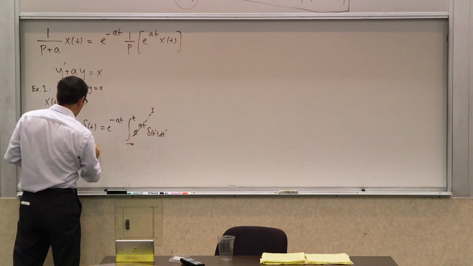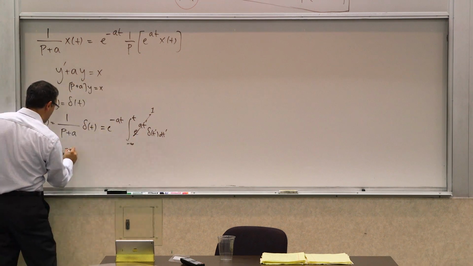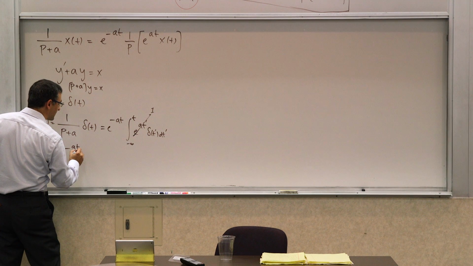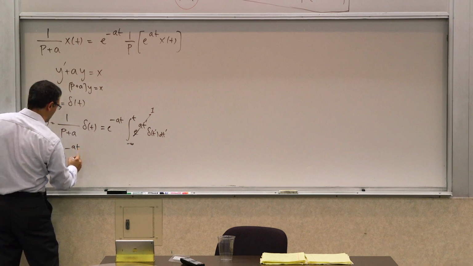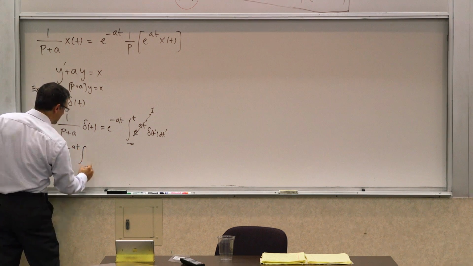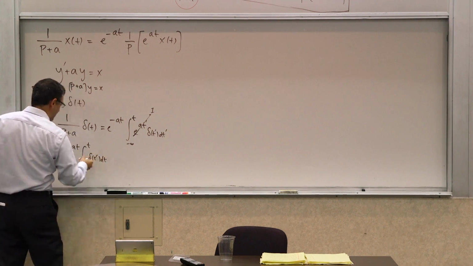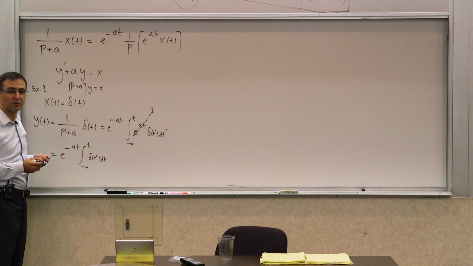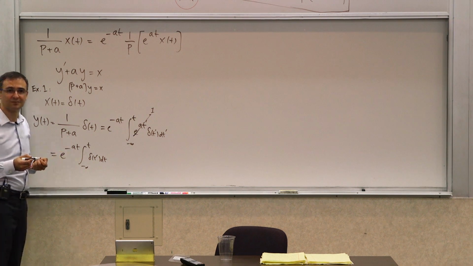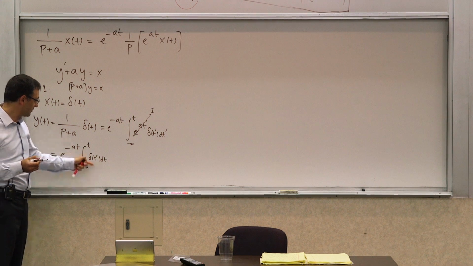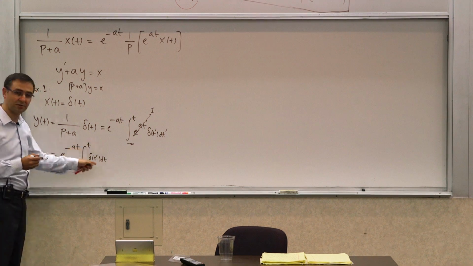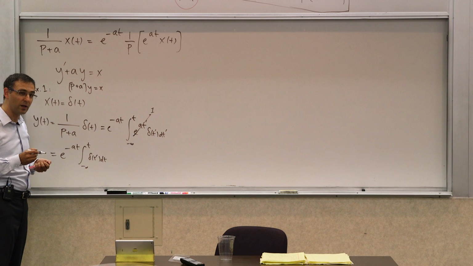So now you're stuck with this thing. You have e to the negative at times the integral from negative infinity to t of delta t prime dt. So what is this function? Or it's 1 over p of delta of t. No, this integral. Just the integral? That's 1. That's 1, are you sure? 0.